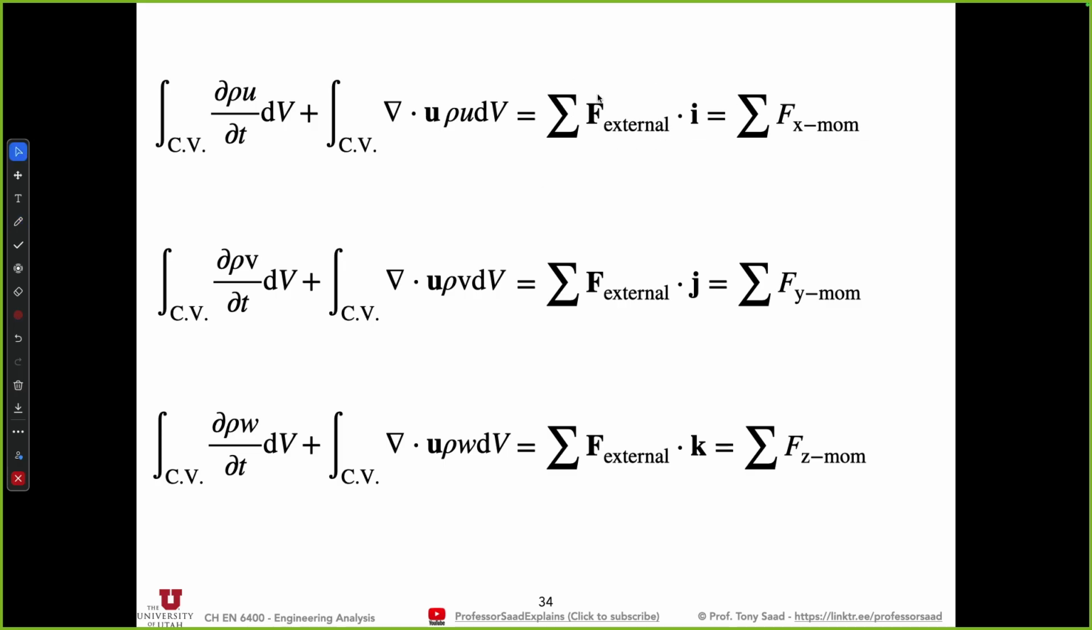But note that the external force is a vector, because the momentum itself is a vector, rho u, rho v, rho w. Here we separated it into individual components, rho u separately from rho v, from rho w, but the external force is a vector. The first component of this vector corresponds to x momentum, so that's fx, the force vector dotted with the i direction, and then y momentum and z momentum.